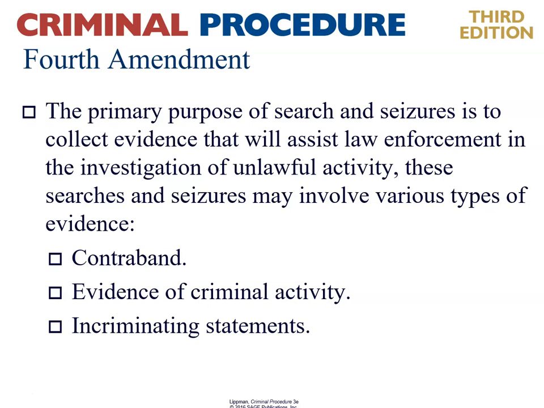This could be things like clothing with gunpowder stains or residue, bloody clothes, or even DNA that links a suspect to a crime. Again, this is various types of evidence as it relates to search and seizure. And then finally, we have incriminating statements. These could be statements that are overheard, let's say, during an electronic surveillance. So we need to understand, again, the primary purpose of search and seizure is to collect evidence that's going to assist law enforcement in the investigation, and it involves various types of evidence.